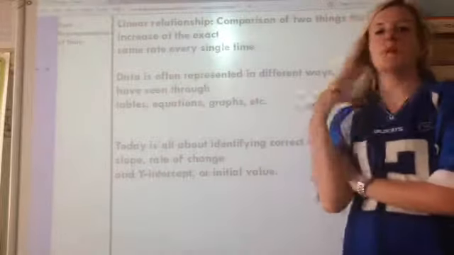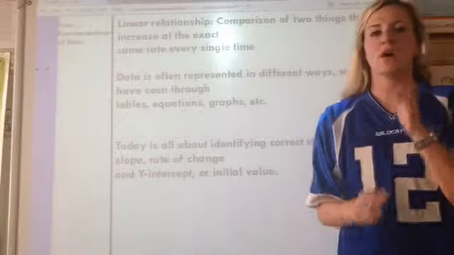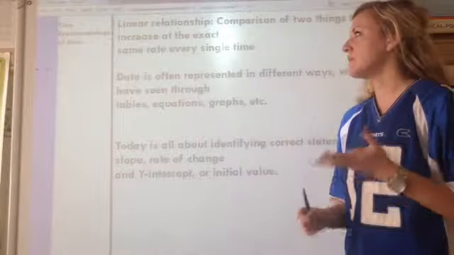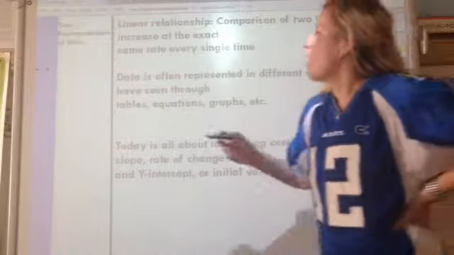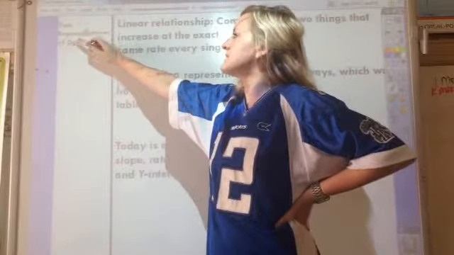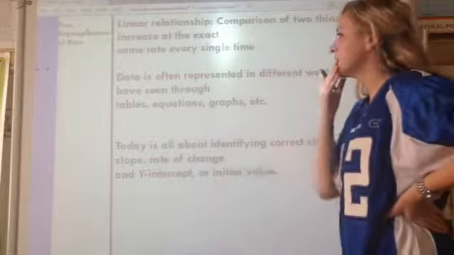Hey seniors, today we're going to continue with two representations of data in terms of comparing constant rate and initial value. So let's go ahead and jump in. On your notes page, go ahead and draw your line. In the top left-hand corner, go ahead and write two representations of data. Don't worry about this yet. I'm going to tell you what to write.